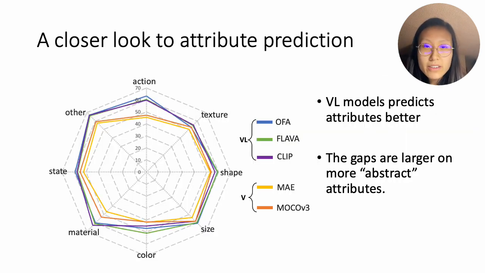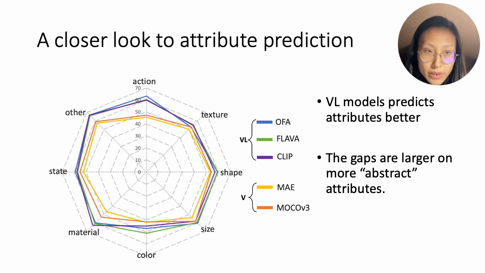Here, let's take another close look at the attribute prediction results. We categorize all the attributes into 8 categories as shown here, like actions, textures, shapes, sizes, colors, materials, states, and the others. We can see that vision and language models predict attributes better on almost every category.